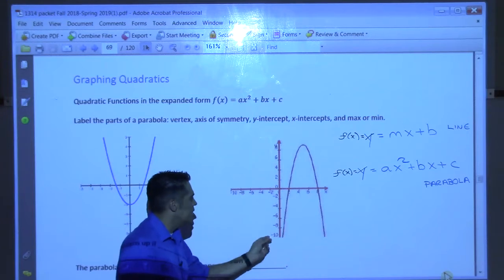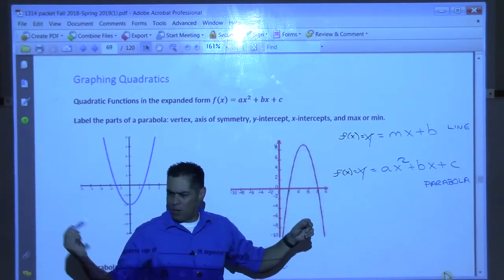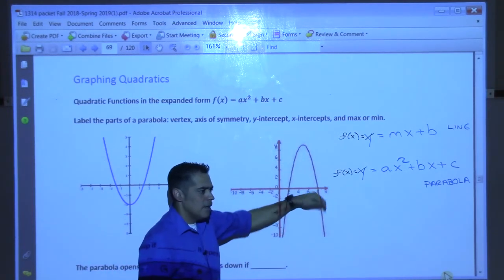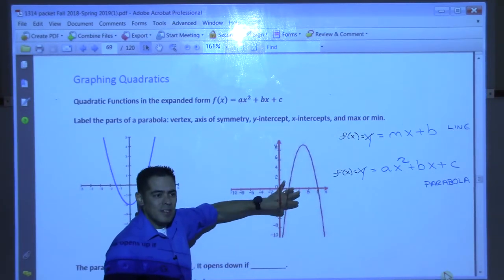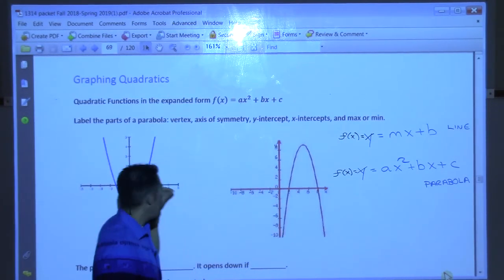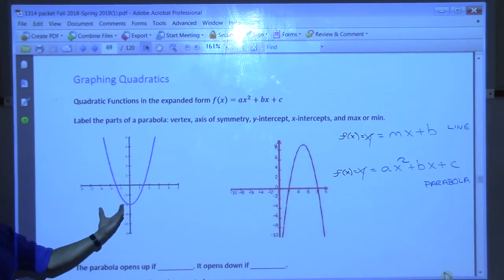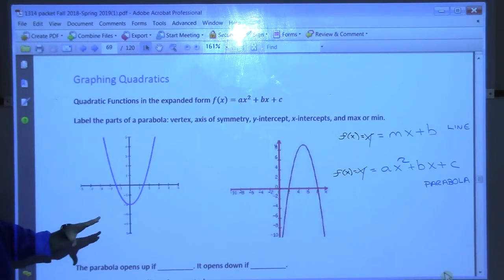So this was the one where I threw the ball, right? Or what did we throw? A marker? We threw it through the air, right? That parabola, we would say that parabola opens down, okay? And then this parabola over here opens up. But this is the shape, all right? You're all probably familiar with this. You probably have seen this in the past.